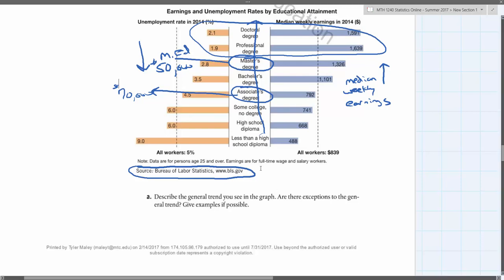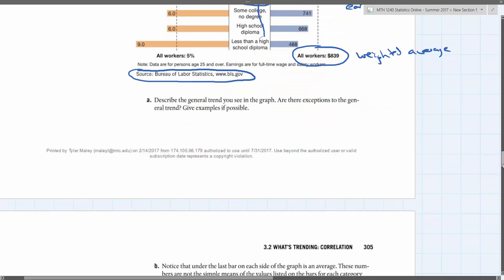And the reason is there are a different number of people in each category. So this would actually be a weighted average. Like a grade point average, GPA is an example of a weighted average.